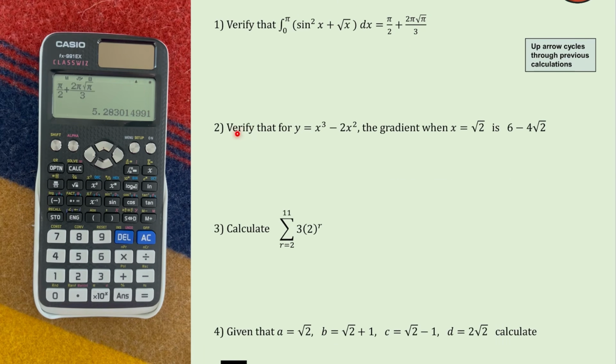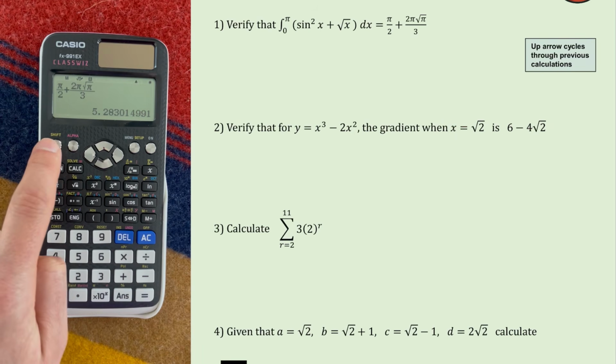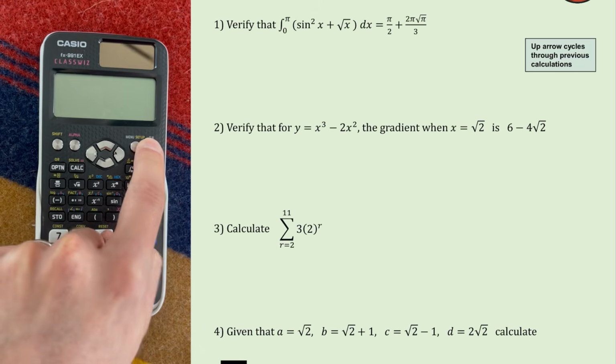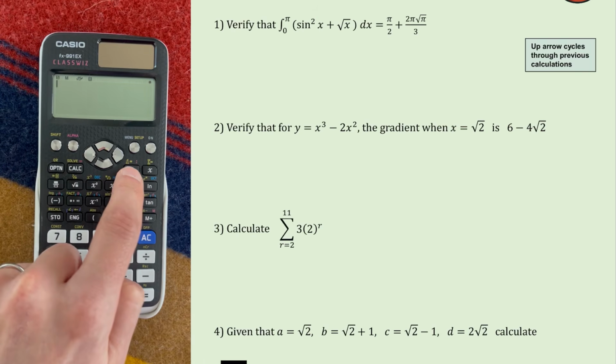Now we're going to do another verify. You shouldn't use this to answer, but you can use it to check that you've got it right. We're going to find out that the gradient of this function when x is root 2 is this thing. So I'm going to press shift and then the integration button. Better clear this first. On, please. So shift and then this.